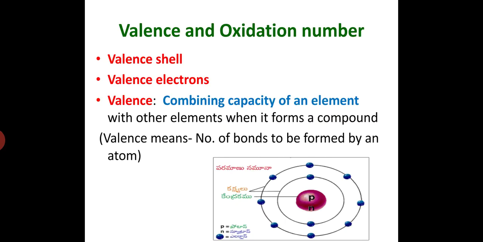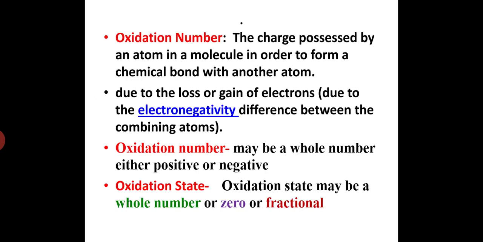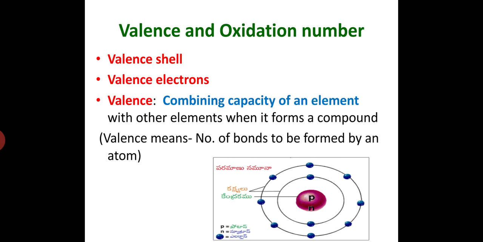Before going to know about valence, let me discuss what the valence shell is. In an element, the outermost shell is called the valence shell, and the electrons in the outermost shell are called valence electrons. So, valence means the combining capacity of an element, with other elements, when it forms a compound.